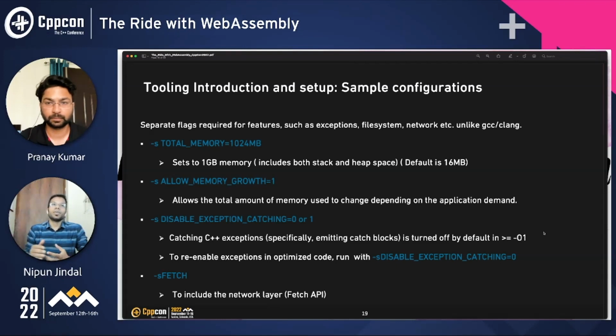Now the default is 16 MB, and it can go up to, I think it varies from browser to browser. You can allow or disallow if you want the WASM to grow itself beyond a certain point, capped by the total memory, or if you want to disable or enable exceptions. Do you want to enable the network layer? So you'll have to use fetch.